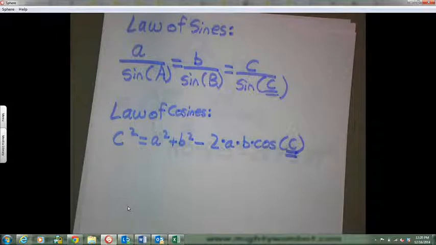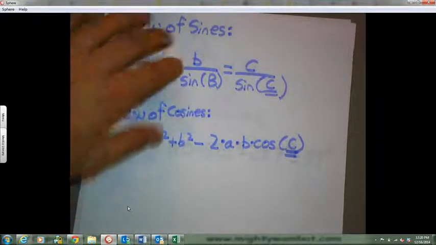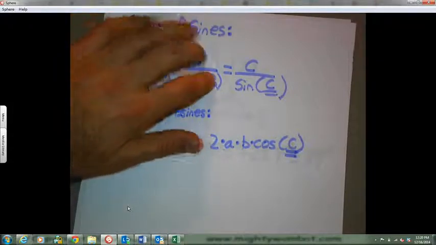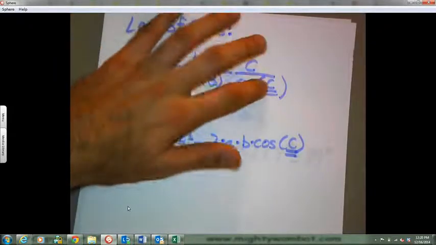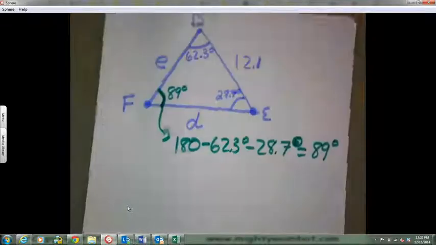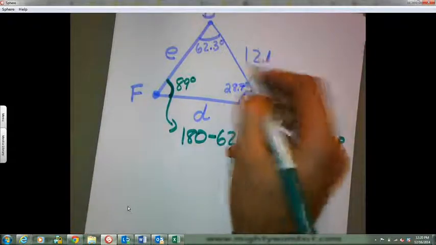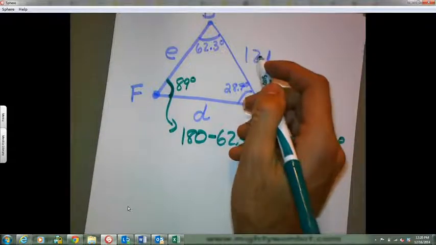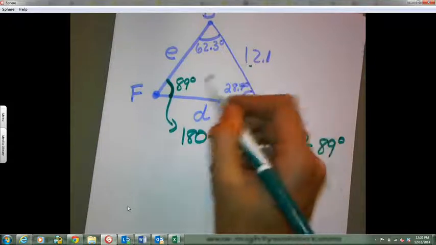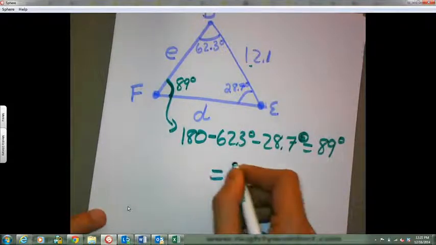The law of sines says side A divided by sine of angle A equals B divided by sine of angle B, which equals C divided by sine of angle C. So let's put that into practice. Call this side C. Why is this C? Because this is the biggest side. Why is this the biggest side? Because it is across from the biggest angle. So this is equal to C.